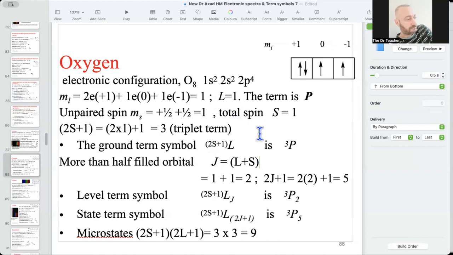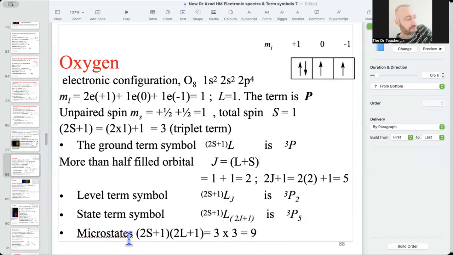L is 1, S is 1, so it will become 2. 1 plus 1 is 2. So I just made it quickly. 2J plus 1 will be 5. So the level term symbol will be P3, 2 instead of J. And with 2J plus 1, it will be P3, 5.